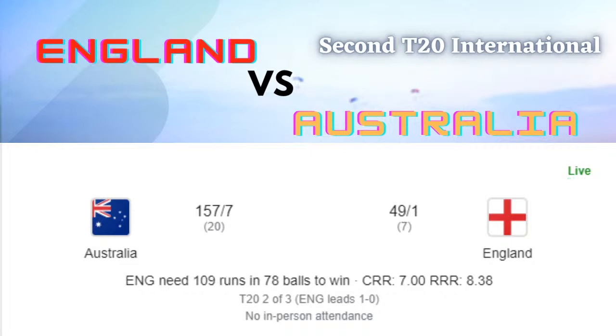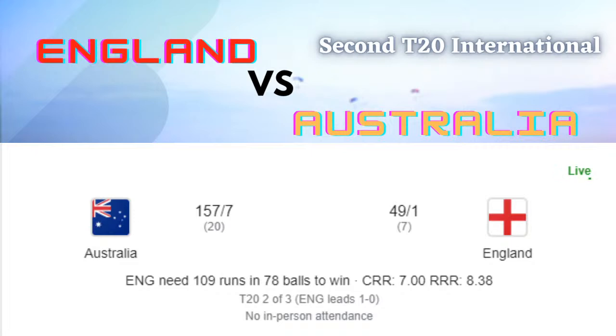Good over so far from Maxwell. He bowled really well, even though Buttler was on strike for most of the over. So well done. He gave away just 5 runs. So 7 overs gone. After 7 overs, England 49 for 1, and Australia will feel they have to pick up more wickets. So Adam Zampa is on to the bowling attack now. He'll be bowling to Buttler.